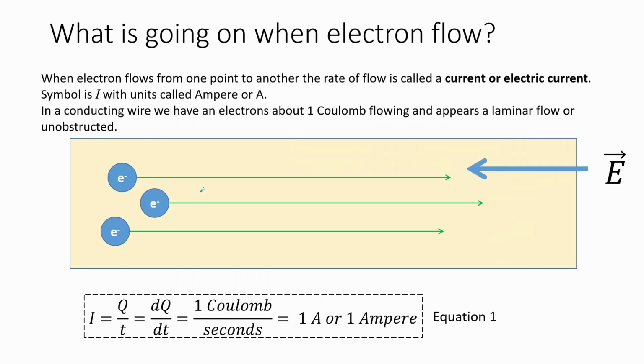When an electron flows from one point to another, the rate of flow is called a current or electric current. Its symbol is capital letter I with units called ampere, or letter A. In a conducting wire we have electrons, about 1 coulomb, flowing in a pure laminar flow, or unobstructed. The rate of flow of charges for 1 coulomb worth of charges over 1 second is given as I equals 1 ampere, as shown in equation 1.